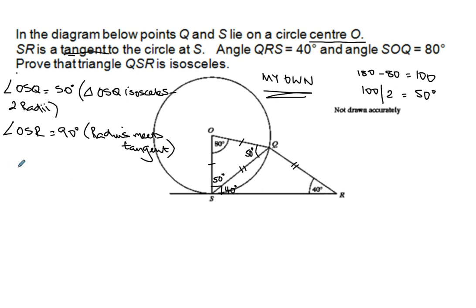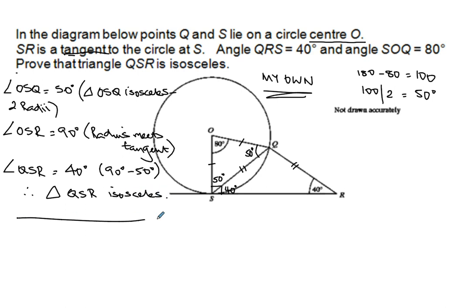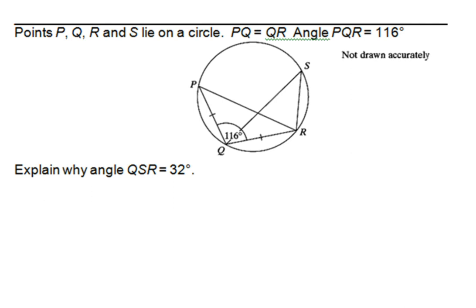And then the last one, we got that 50, we made that 90, so therefore angle QSR equals 40, 90 degrees minus the 50 degrees. Therefore triangle QSR isosceles. Remember you have to give your explanations for each step of the way. That was good, wasn't it? Let's move on to the next question.